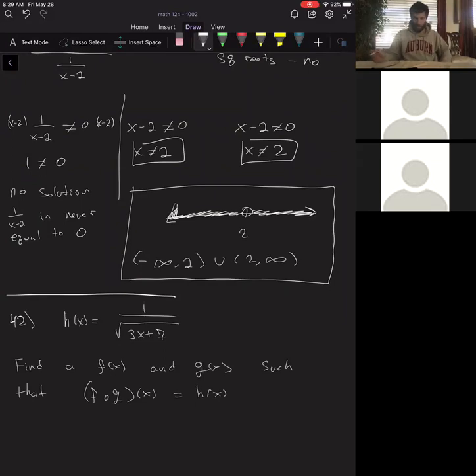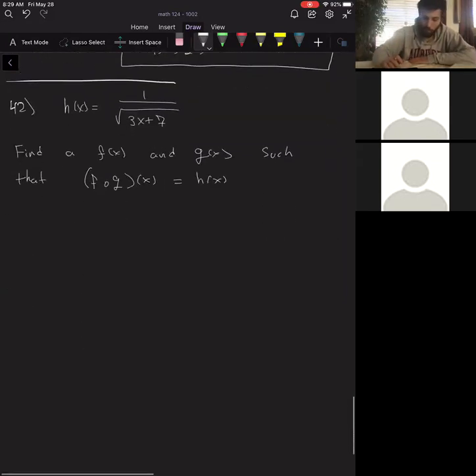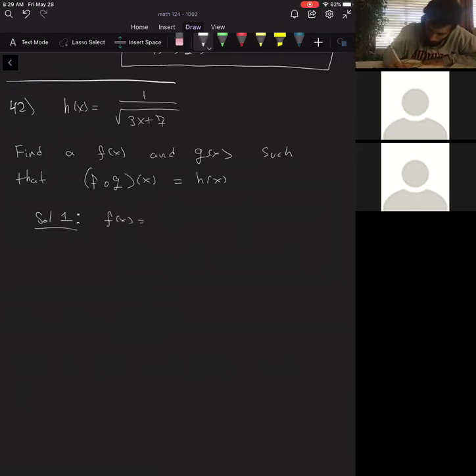So there's several answers for this problem. Let's talk about a couple of them. Here's solution 1. If we define f of x to equal 1 over x, and then let's define g of x to equal the square root of 3x plus 7.